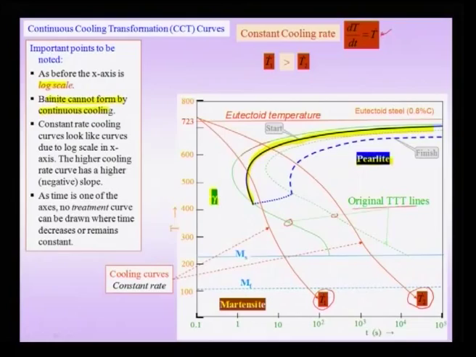Bainite cannot form by continuous cooling. Constant rate cooling curves look like curves; they are not straight lines, but curves in this plot because of the log scale used along the x axis. A higher cooling rate curve typically has a higher slope, and this slope is negative of course, as compared to a slower cooling rate. That means T1 dot is a faster cooling rate as compared to T2 dot. If you had plotted normal temperature versus normal time, we would have obtained a straight line, but because the x axis is a log scale, these curves are not straight, but curved.